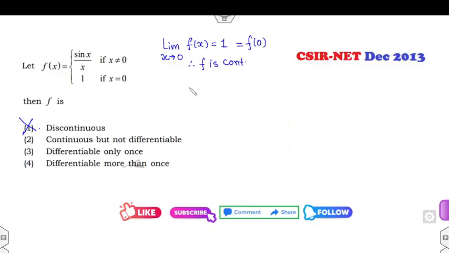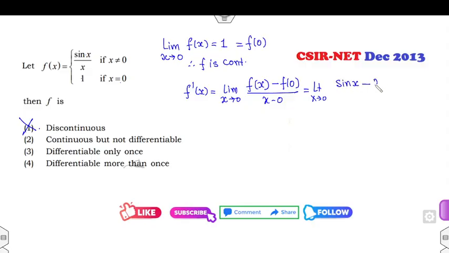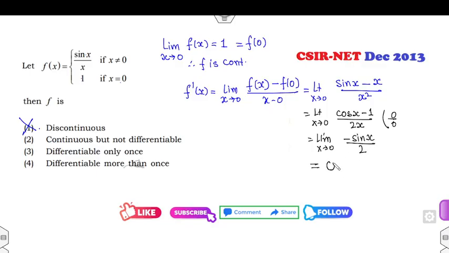How can you check the differentiability? I can find the derivative at the point x equals 0. Always use this definition: (f(x) minus f(0)) over (x minus 0). What is the value of f(x)? sin x over x. f(0) is 1. I can take the LCM also: (sin x over x minus 1) over x, which is (sin x minus x) over x squared. Can you take the limit? It's a 0 by 0 form, so I can apply L'Hopital's rule. This is (cos x minus 1) over 2x. Cos 0 is 1, again a 0 by 0 form, so I can apply L'Hopital's rule again. The limit as x approaches 0 of minus sin x over 2 is 0.